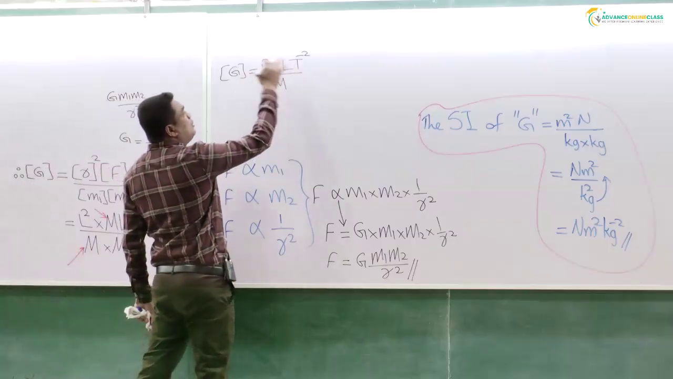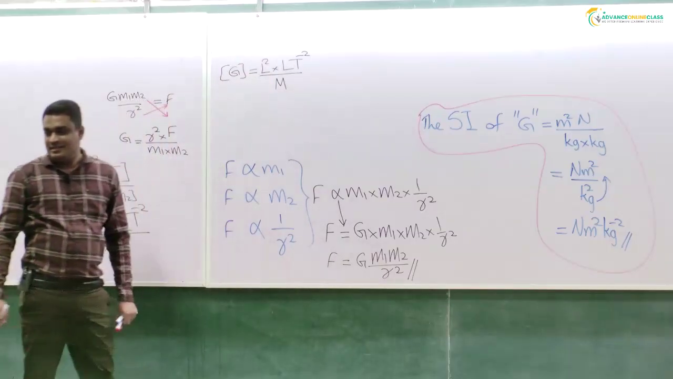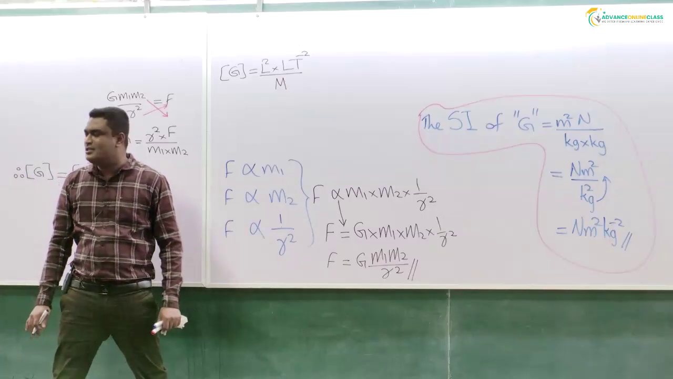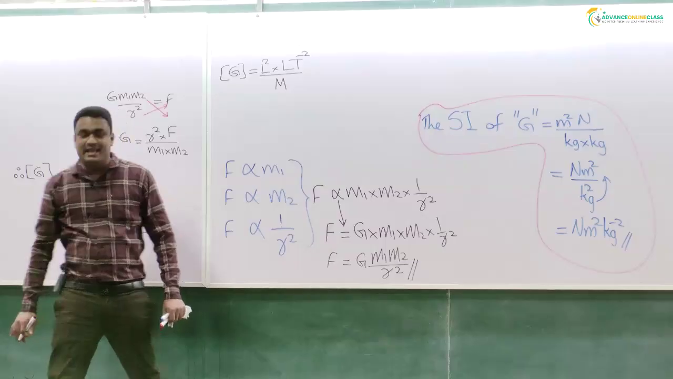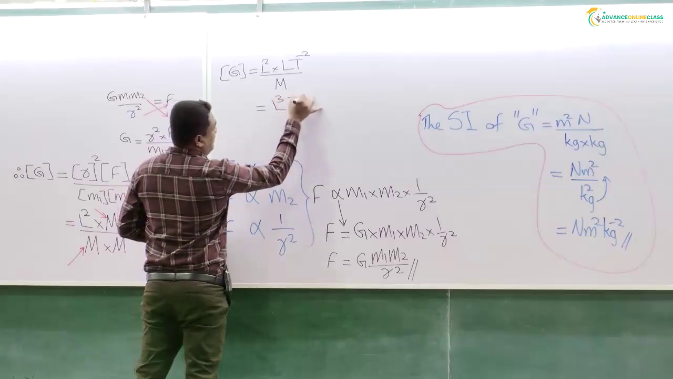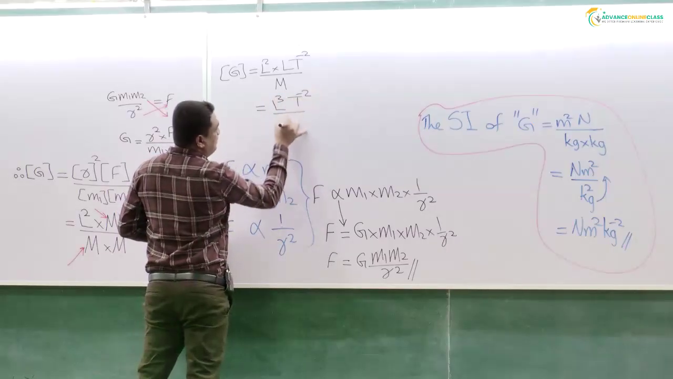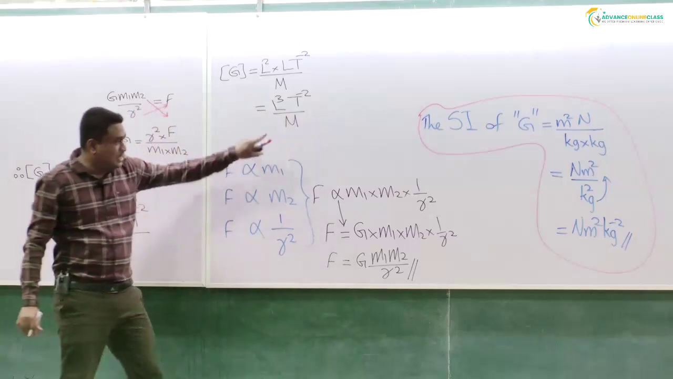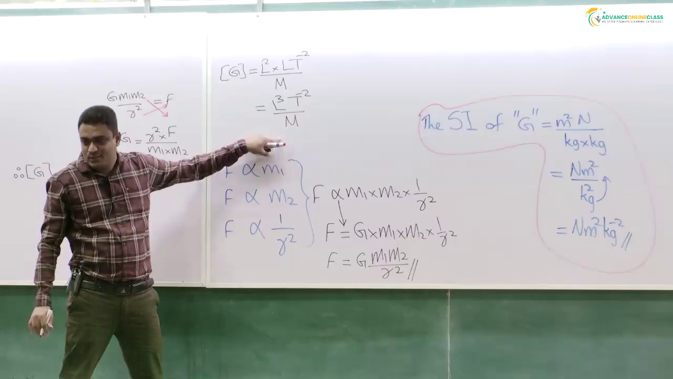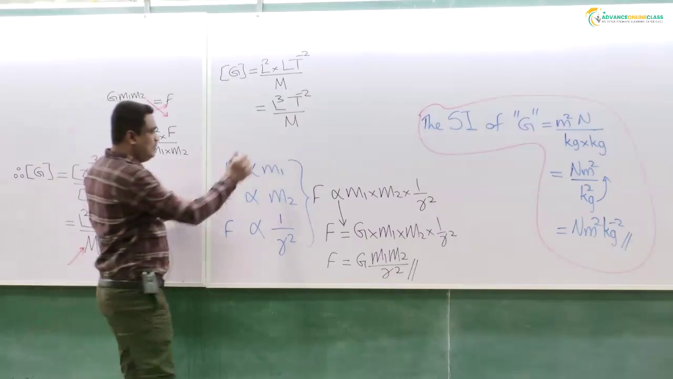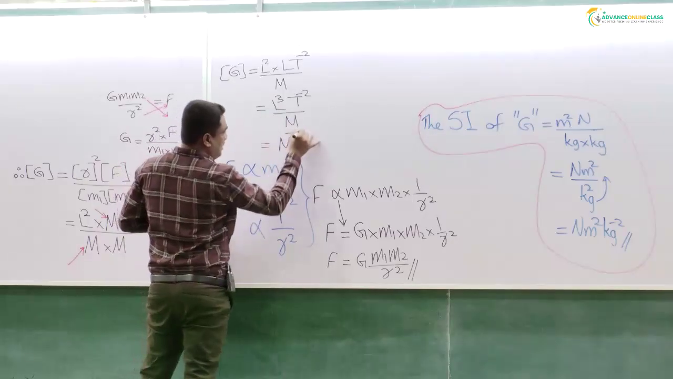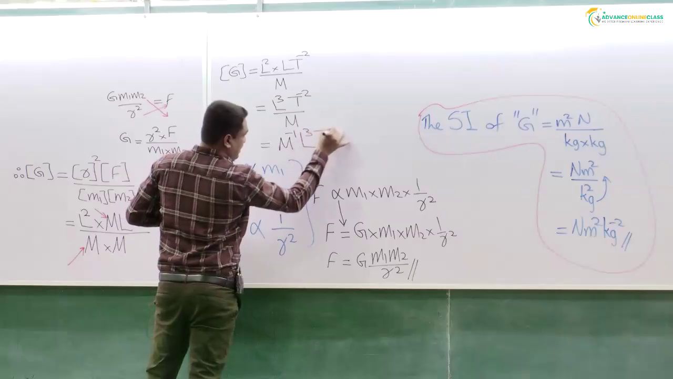L square into L, L square into L, L cube. L cube T minus 2 divided by M. Denominator M comes up with the minus sign. So denominator M comes with the minus sign: M minus 1, L to power 3.